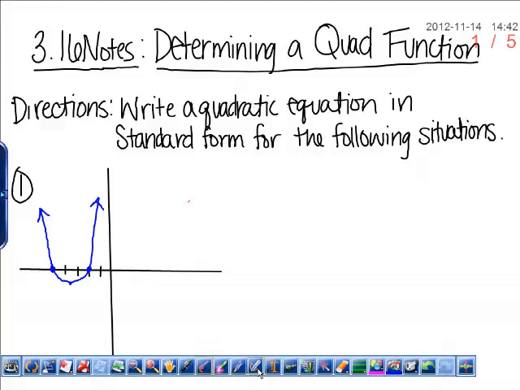Alrighty, so what we're talking about today is once we are given certain pieces of information, how do we come up with a quadratic function from that piece of information, okay? So for our first example, we have a graph. What you want to be paying attention to is where the solutions are and what the solutions are. So what are the solutions of this graph, of this parabola?